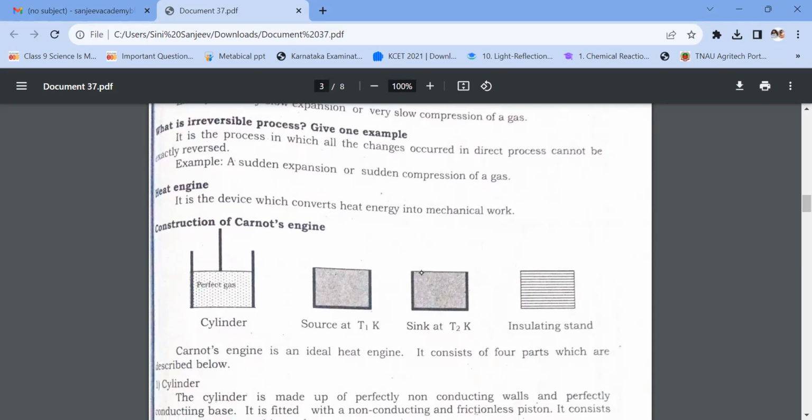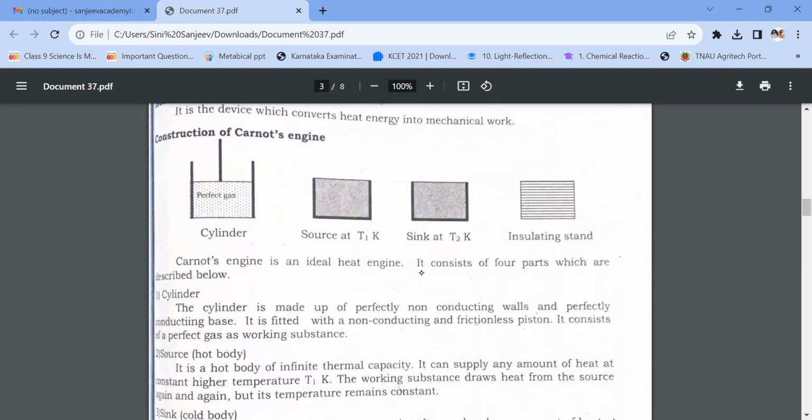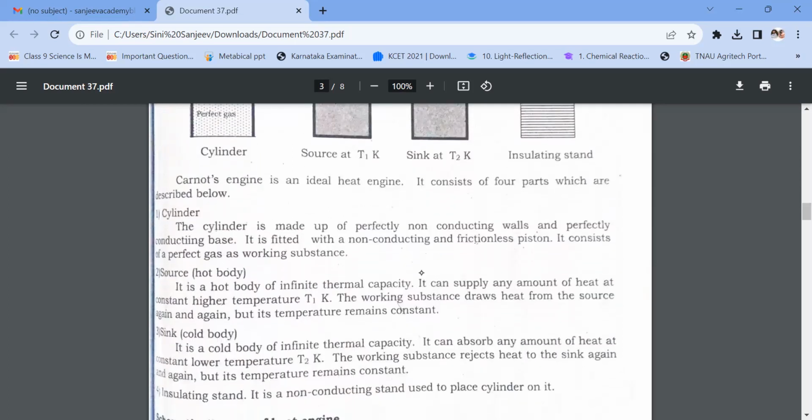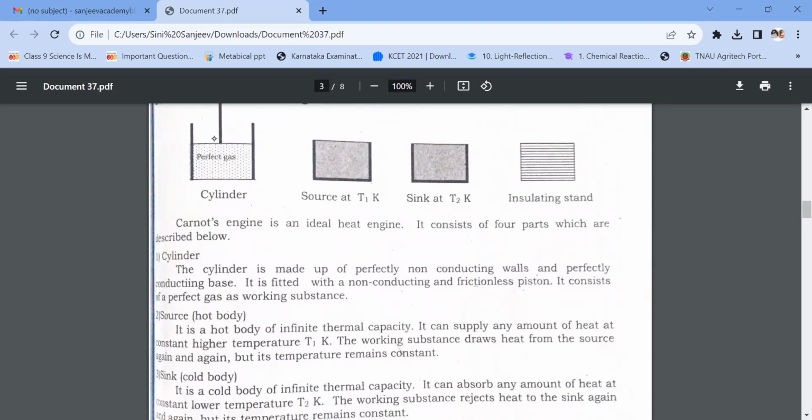So we got two things here, source and sink. It's an ideal heat engine, the Carnot engine. It has mainly four parts: one is a cylinder, source, sink, and insulating stand. The cylinder will consist of a perfect gas. Perfect gas has to be filled in the cylinder.